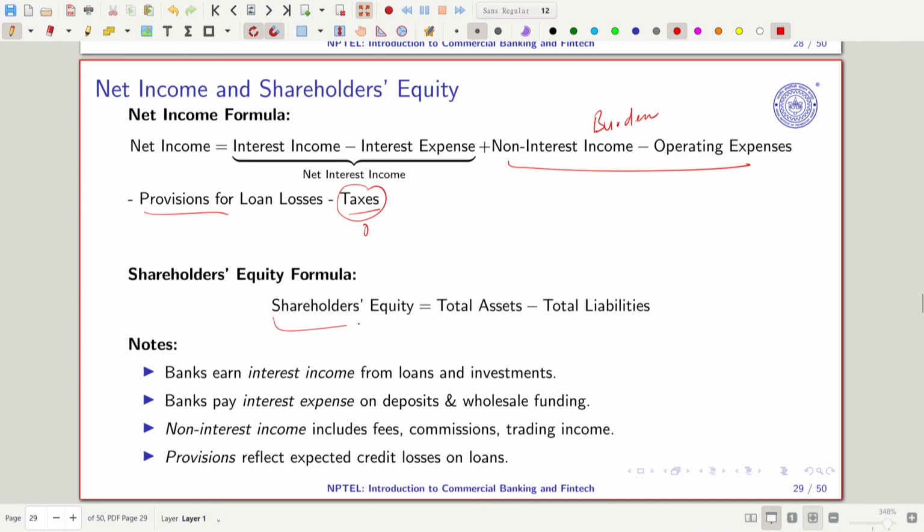Shareholders' equity we often take in the case of banking, especially not for non-financial companies. For a financial company, it becomes total assets minus total liabilities, because there is no such product. So banks earn interest income on loans and investments. Banks pay interest expense on deposits and wholesale funding. And provision reflects the credit losses on the loans that are expected, right? So this is what we get.